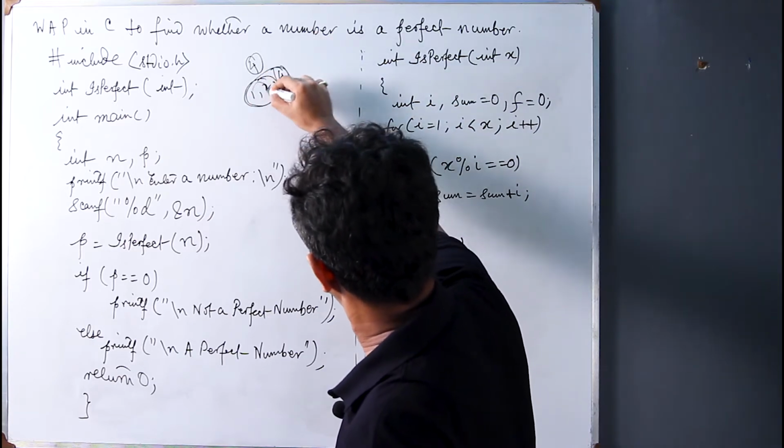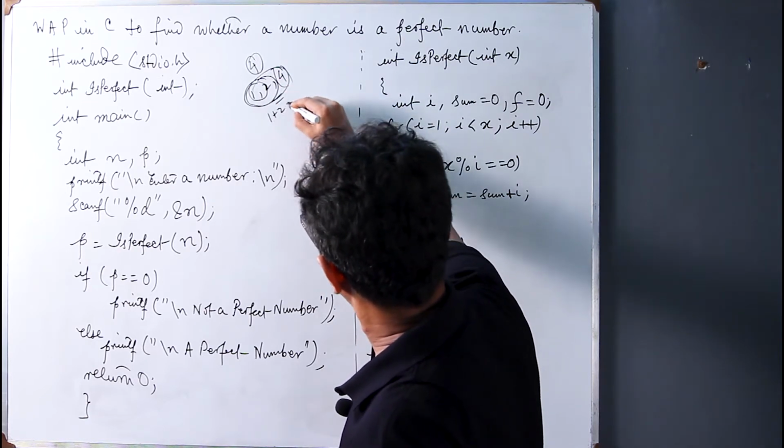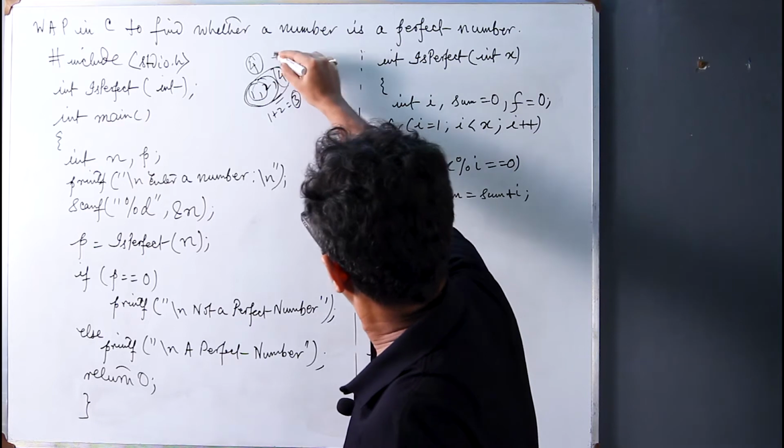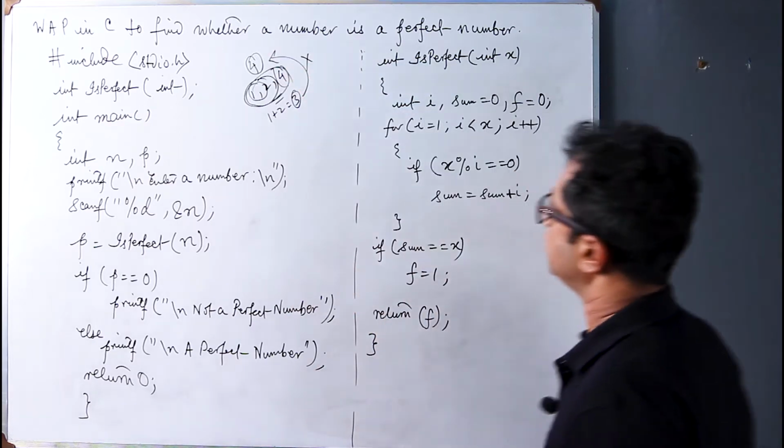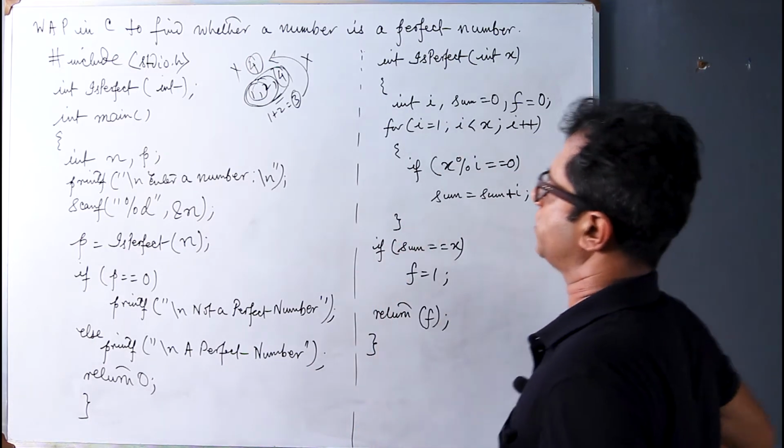So 1 and 2 are the 2 factors which add up to 3, and 3 is not equal to 4. So they are not equal, and 4 is not a perfect number. So this is the logic of a perfect number.